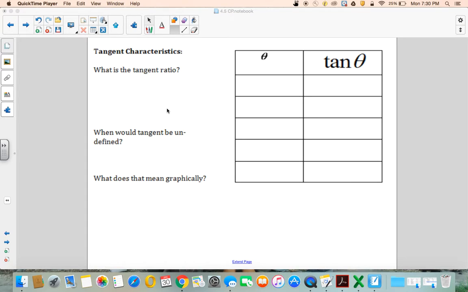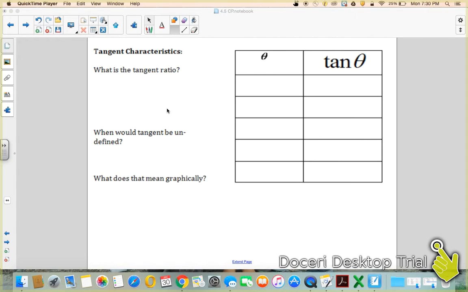4.5 is graphing other trig functions, and the first part we're going to start with is tangent. The thing we need to remember is that when we were using this triangle, tangent was the TOA, so it was the opposite over the adjacent. Using this triangle, if this is theta, then tangent of theta would be y over x.